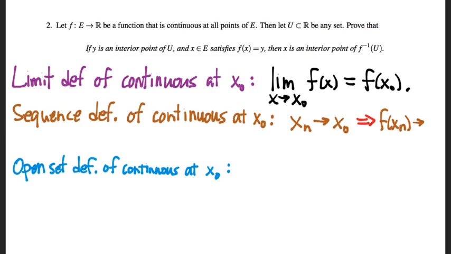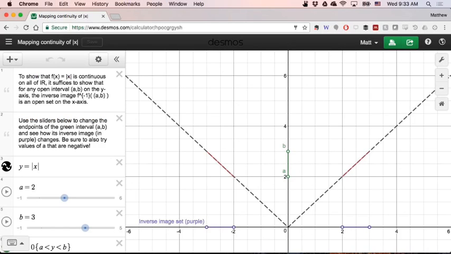Converges to f of x naught. I'm being very sparing on my words here on the screen, but hopefully it's clear what this means. Maybe I'll put the quantifier here: for all. For all sequences xn that converge to x naught, the values of f of xn converge to the value f of x naught. So let's also talk about how to characterize continuous functions by their behavior with open sets.